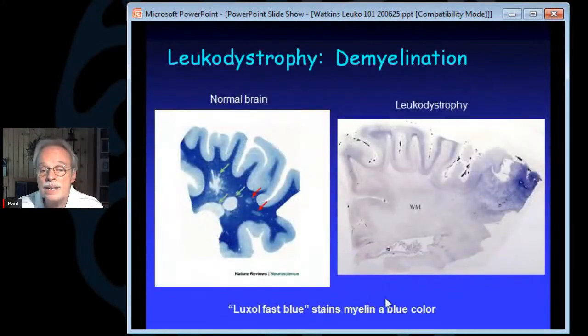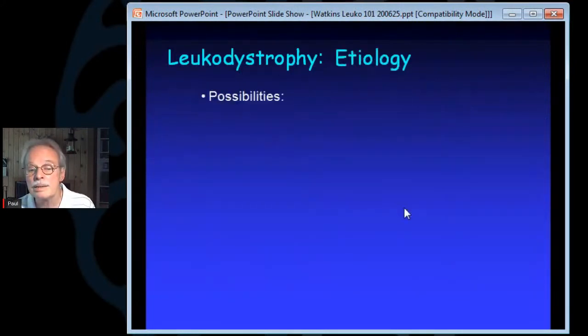If you look at the whole brain section, and I apologize, these are the best sections I could find on the internet, there's a stain called Luxol Fast Blue that stains myelin a blue color. You can see in a normal brain, the white matter stains this pretty blue color. In leukodystrophy, you see a little bit of blue stain here, and I don't know if that's even real myelin or not. It looks like just artifact, but this should all be blue. All this white matter should be this pretty bright blue. So in leukodystrophy, we have a loss of the myelin.